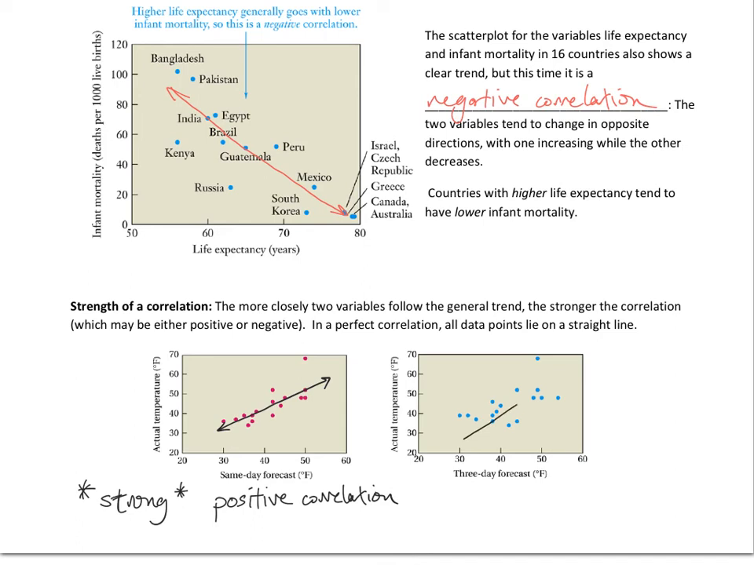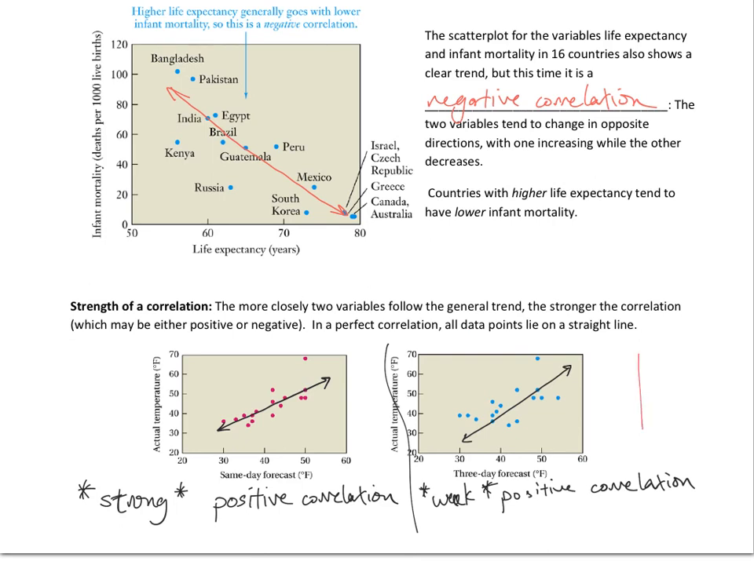Whereas if I draw a line over here through this information, it looks like it would be like this right here. You can still tell that it is a positive correlation, but these dots, you can tell here, are much further from the line. So we would call this a weak positive correlation. And then you can see here, in perfect correlation, all data points would lie on a straight line.